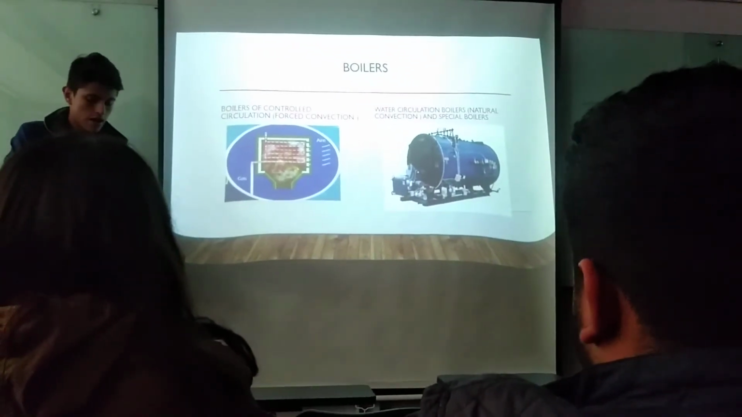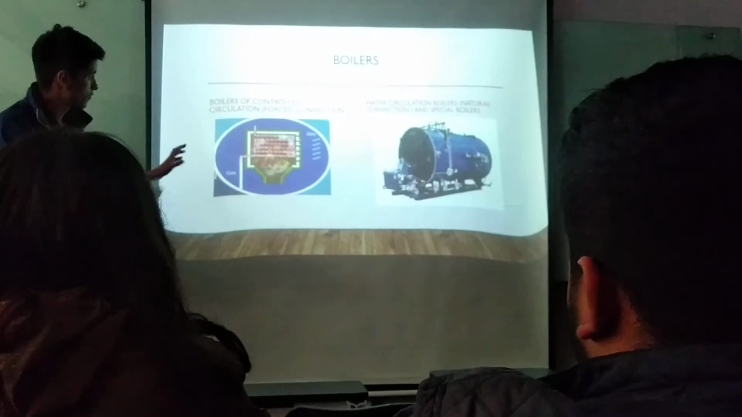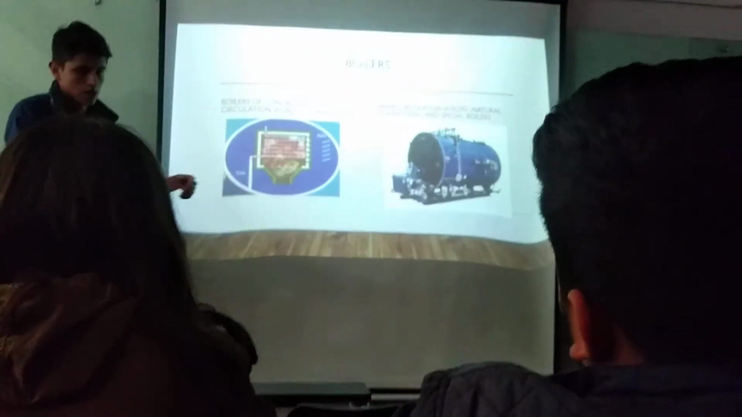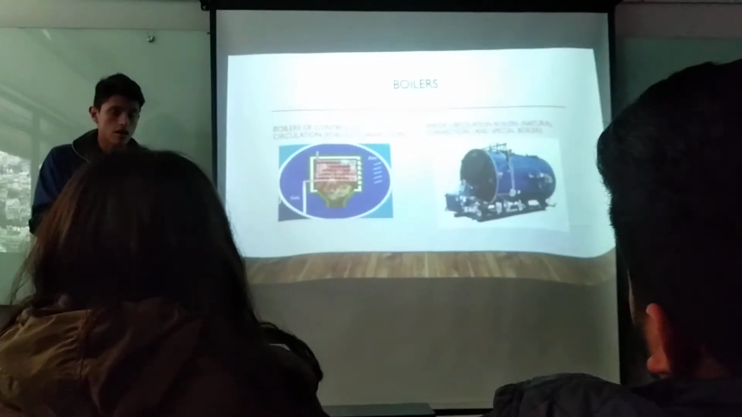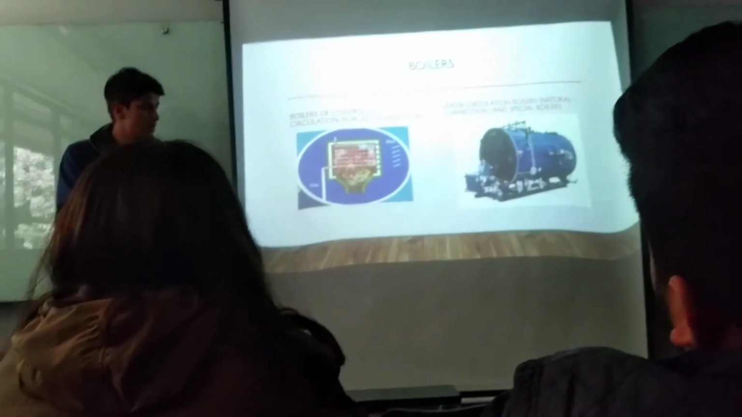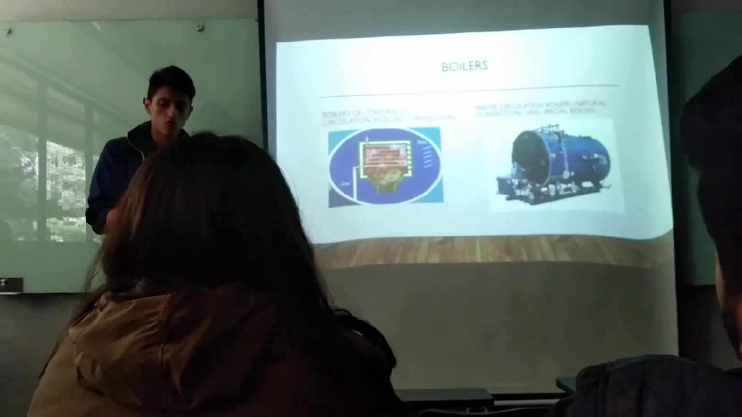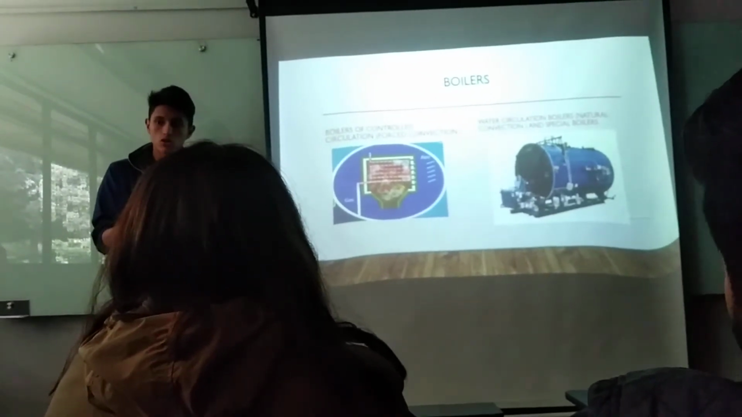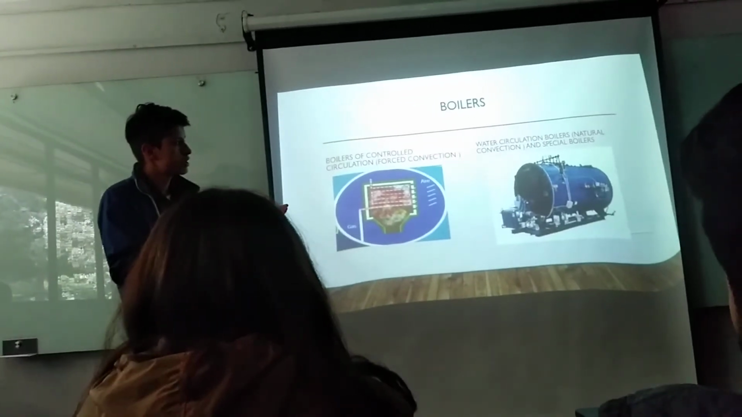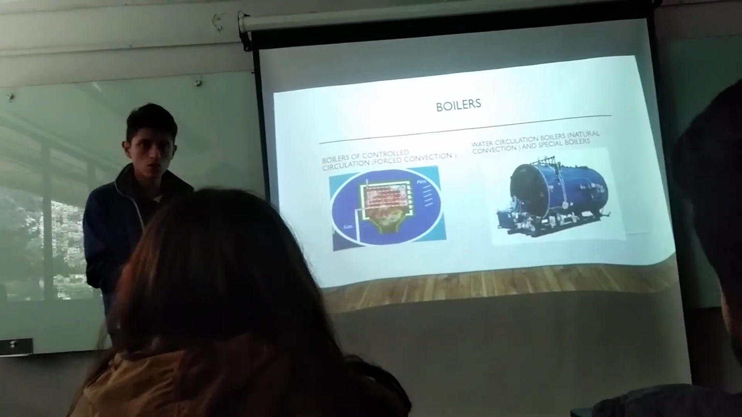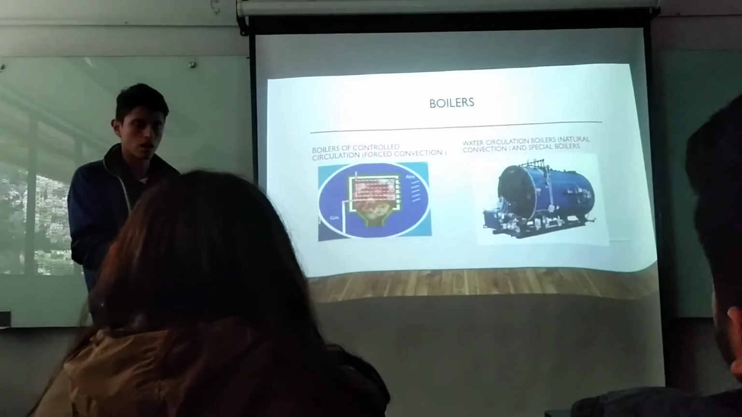The boilers. The first one is the controlled circulation boiler. The main idea is the forced convection that it makes. This type of boiler uses other types of pumps to increase the velocity of the flow. And there are natural circulation boilers that use a natural convection between both streams, the colder and the hot.